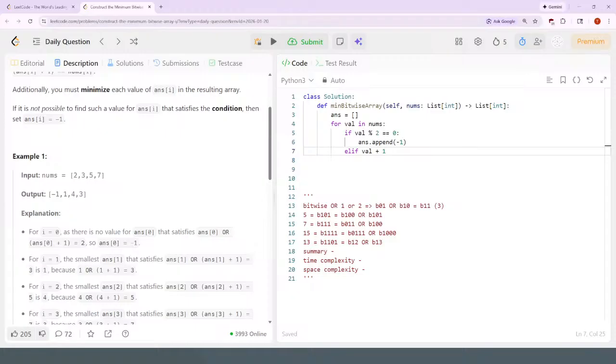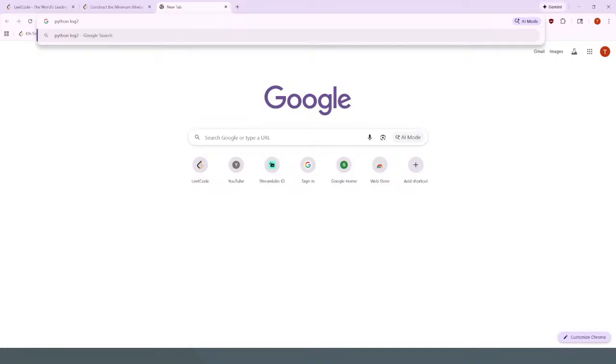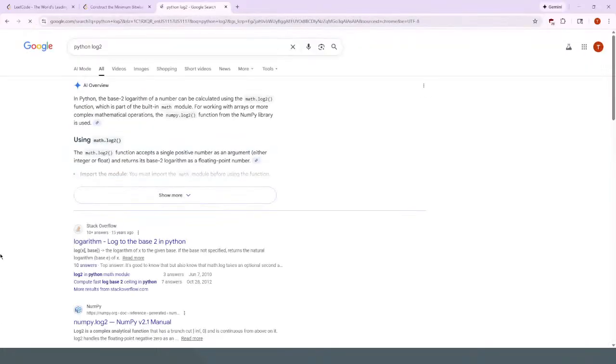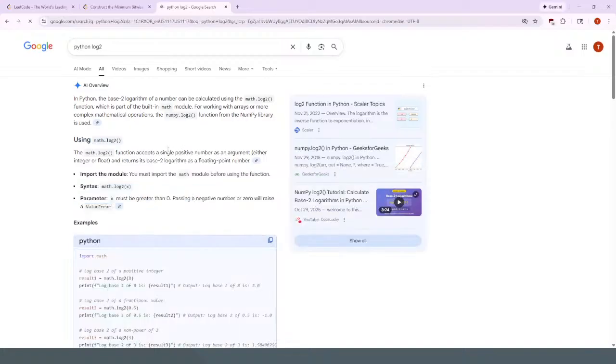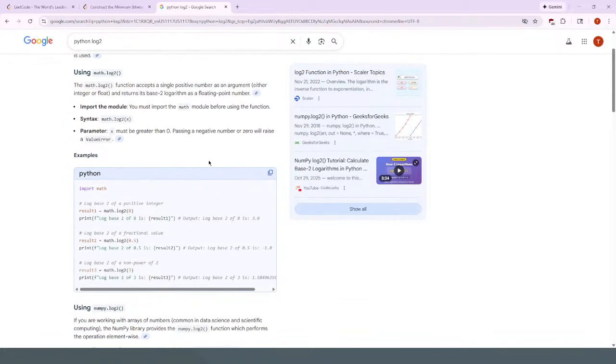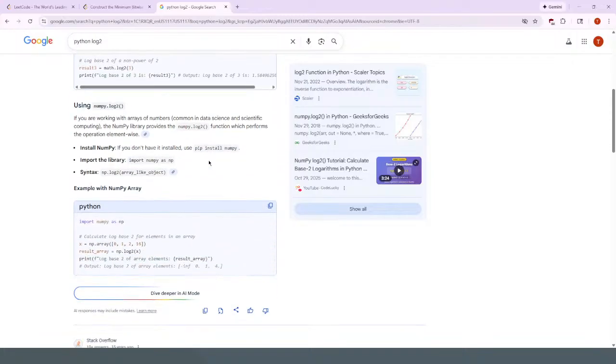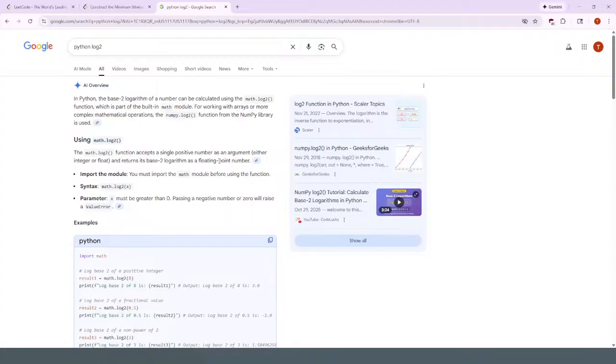a value plus 1, if I do log base 2 of this. I think it's going to be math log 2. Alright, math log 2. Log 2 accepts a single positive number as an argument, either integer or float, and returns the base 2 logarithm as a floating point number.